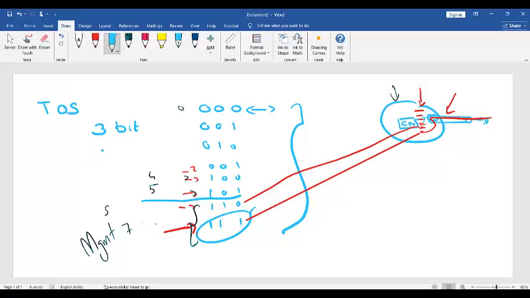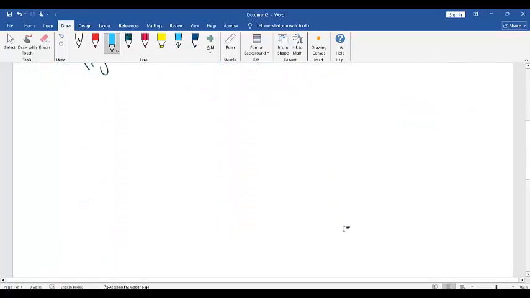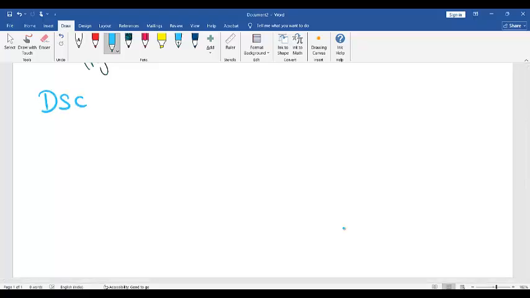So in layer 3, if you want to maintain the same priority level, then you may use ToS. But layer 3 also got more bits. If you wish to use that, then we call that DSCP, Differentiated Service Code Point. DSCP. This DSCP is 6-bit.